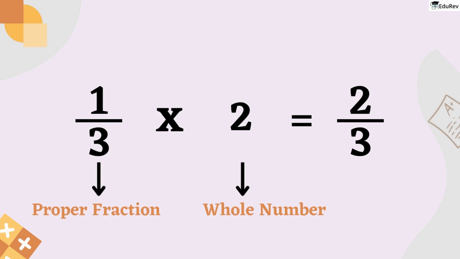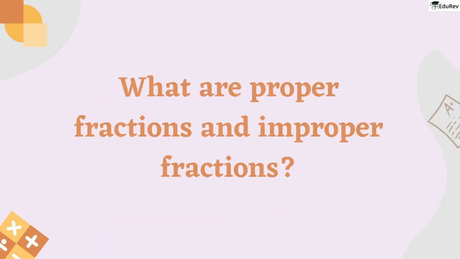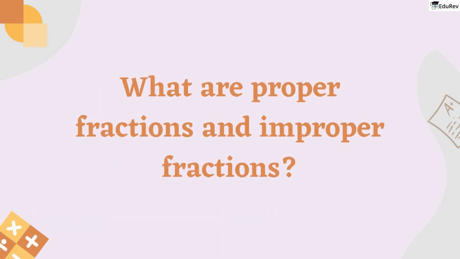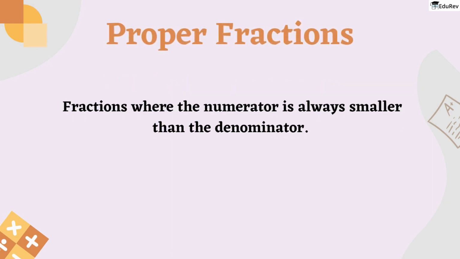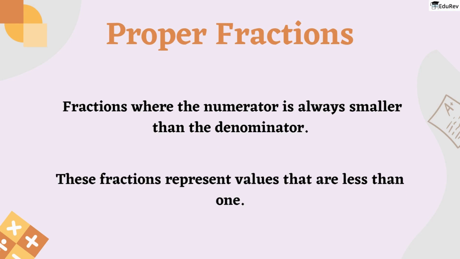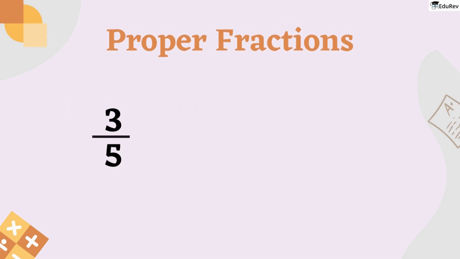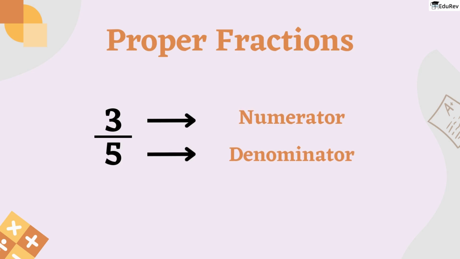Before moving any further, let's quickly discuss what are proper fractions and improper fractions. Proper fractions are fractions where the numerator, that is, the top number, is always smaller than the denominator, that is, the bottom number. These fractions represent values that are less than 1. For example, consider the fraction 3 by 5. Here, the numerator 3 is smaller than the denominator 5, making it a proper fraction.